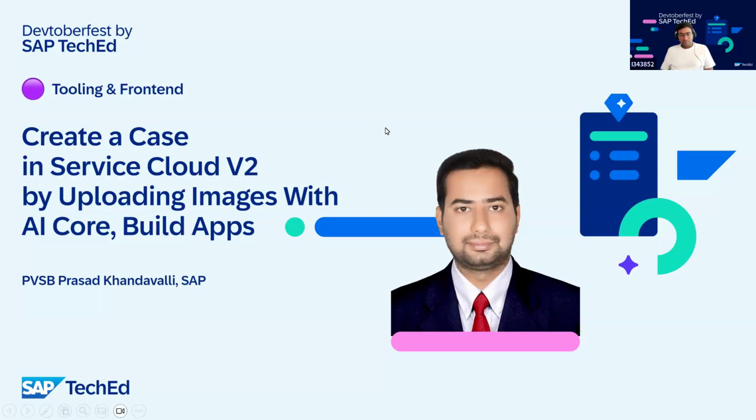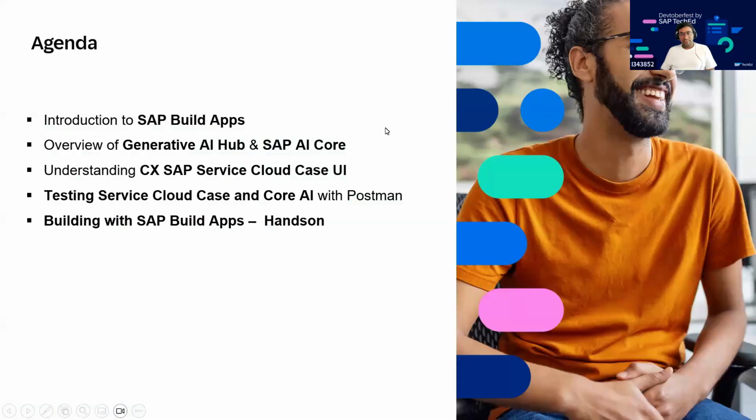Before proceeding, let me introduce the agenda. I will walk you through SAP Build Apps, and give an overview of Generative AI Hub and AI Core, and walk through the CX Service Cloud case UI screen. Then I'll show a little bit of Postman where you can create a case, and AI Core where you can upload images and test it. At the end, we will have a hands-on demo of how to build apps consuming the AI Core application and creating a case in Sales and Service Cloud V2.